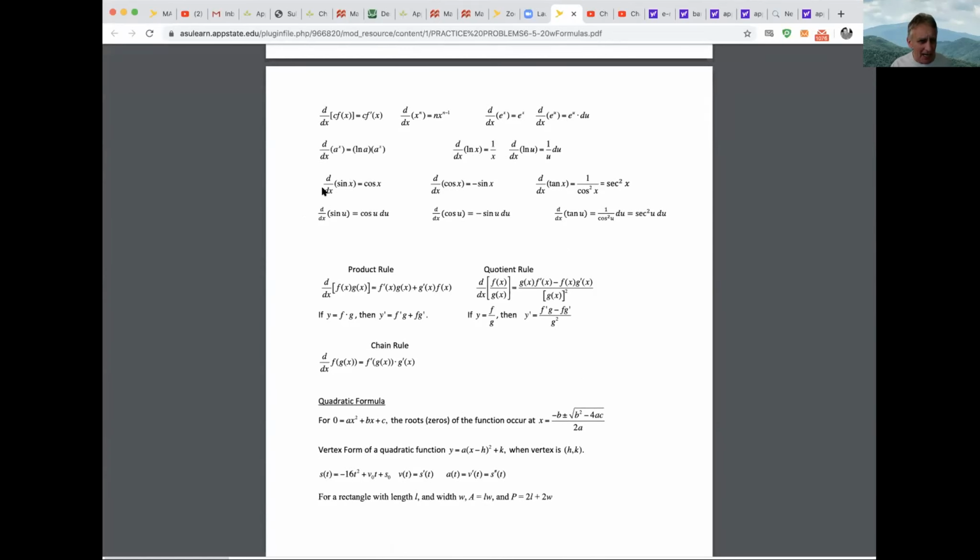But here's sine. Derivative of sine is cos. Well, derivative of sine of some function u, you get cos, but you've got to do cos of u times the derivative of whatever's in here, okay? Same thing the other way around. You get minus sine, but you've got to take the derivative of this function. And for tan, you've got to remember to take the derivative of the function that's in there, okay?